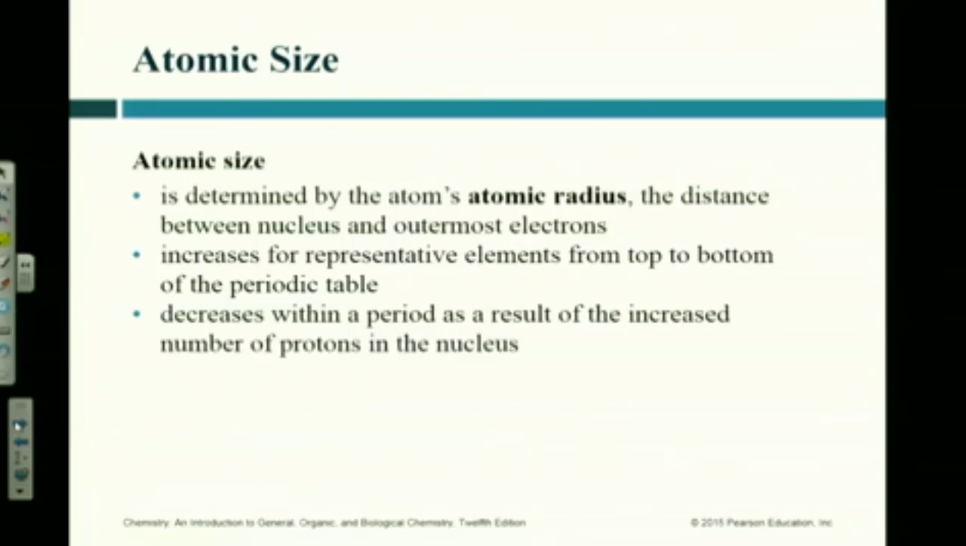Is the question. Atoms are really tiny, okay? So they're not really that big. But compared to each other, the size changes, okay? So the size increases as it goes from top to bottom on the periodic table. Anybody want to give me a guess as to why the atomic size gets bigger as we go down the periodic table?